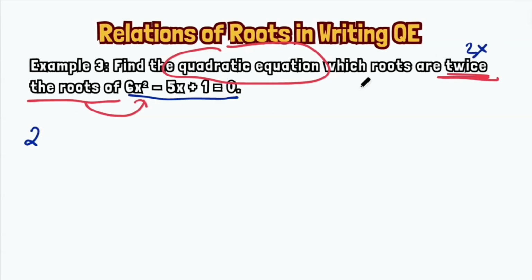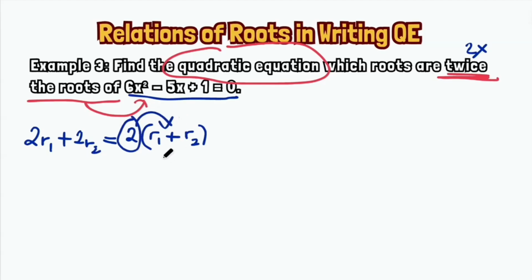2 root 1 plus 2 root 2. And that is equal to 2 times root 1 plus root 2. So, nilabas ko lang yung common factor which is yung 2. Ito yung 2. Nilabas ko lang. Now, ang ibig sabihin na naman to, twice ng sum ng dalawang roots.